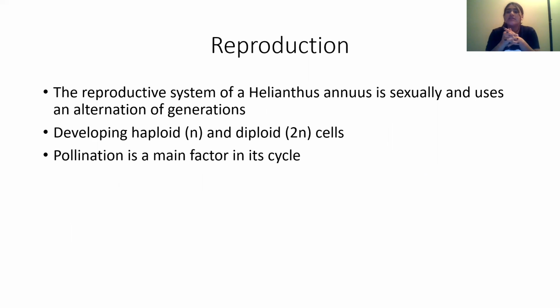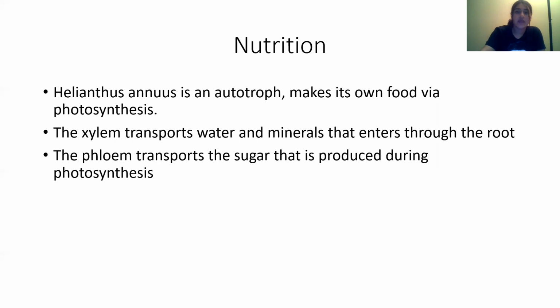The way the Helianthus reproduces is sexually, and it uses the alternation of generations, which develops haploid and diploid cells. Pollination is a main factor in its cycle. It relies really heavily on pollen movement between plants and insects. Without any pollen, cross-fertilization cannot occur, and the Helianthus annuus cannot reproduce anymore.